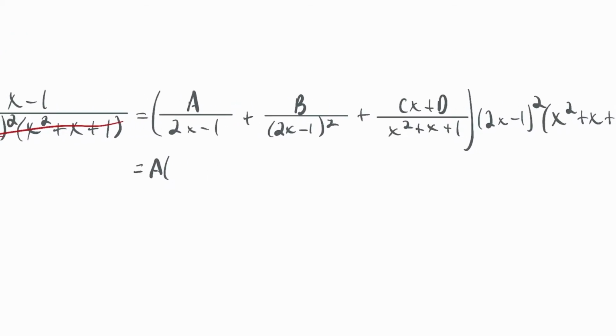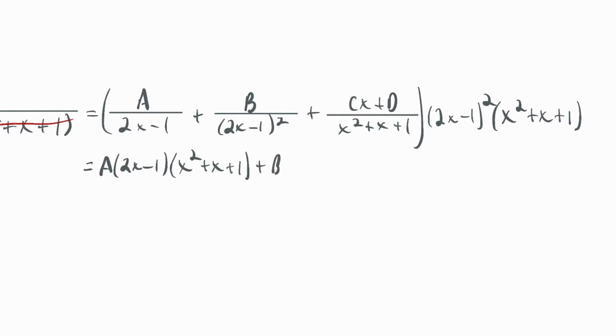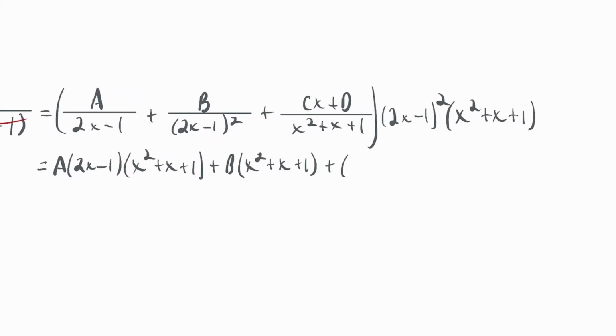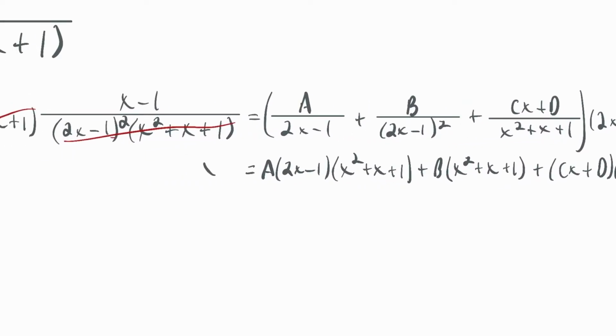So here I'm going to have a times 2x minus 1 times x squared plus x plus 1. Then I'll have plus b times x squared plus x plus 1. Okay. And then I will have plus, in parentheses, cx plus d times 2x minus 1 squared. I guess I'll write that as 4x squared minus 4x plus 1, just to save myself a little bit of writing. Okay, and the left is just x minus 1.